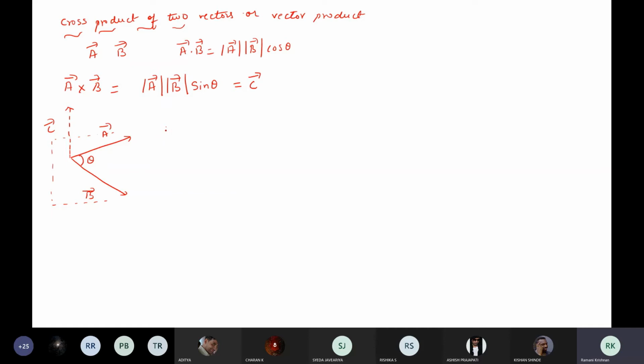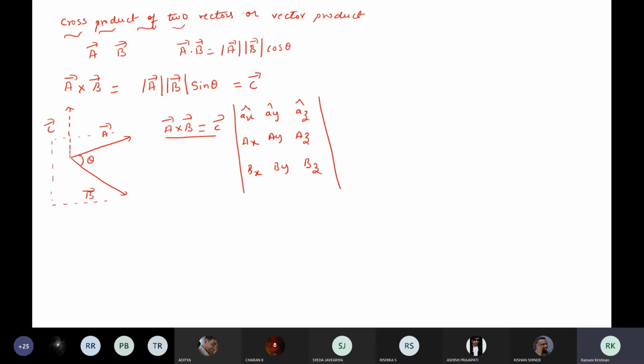And how to write this a cross b? Tell me how to write a cross b, which is equal to c vector, in determinant form. We write ax cap, ay cap, we can write i j k also, az cap. Then here I should write ax, ay, az, then bx, by, bz. Remember that? So the cross product is represented in the determinant form like this.